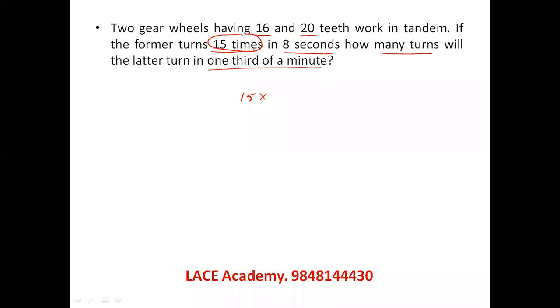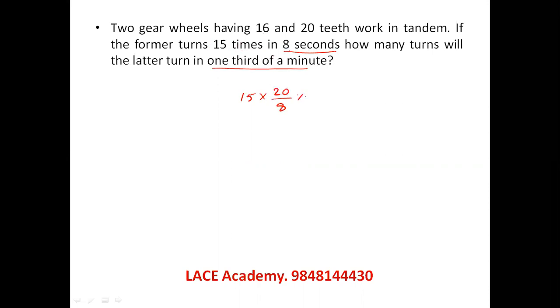Let's use the principle of proportions or compounding. So now here the smaller one is making 15 turns in 8 seconds. In 20 seconds, more turns will be made. So 20 by 8 into 15, for the 16 teeth wheel. The 20 teeth wheel, which is the bigger one, will make a lesser number of turns in the same time. So lesser means 16 by 20.